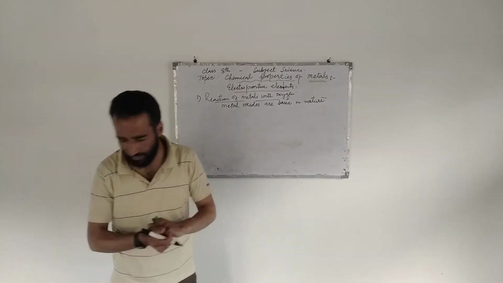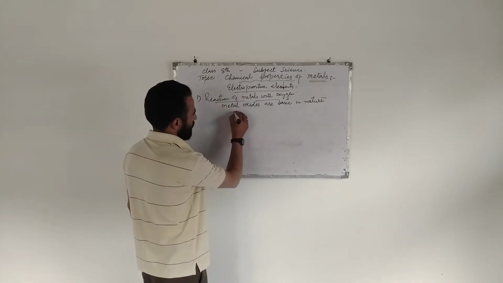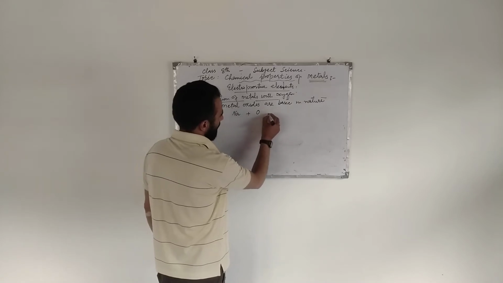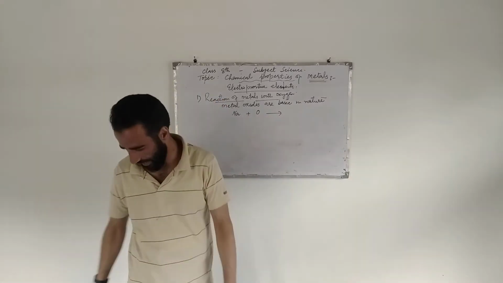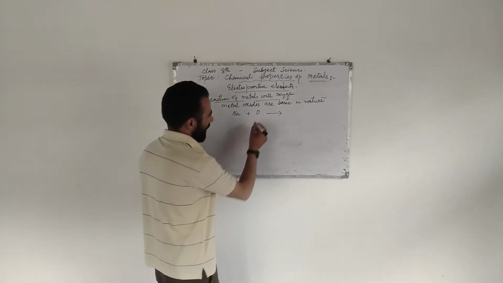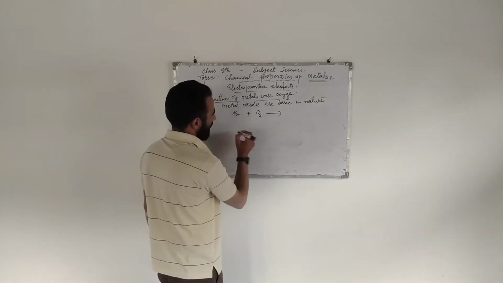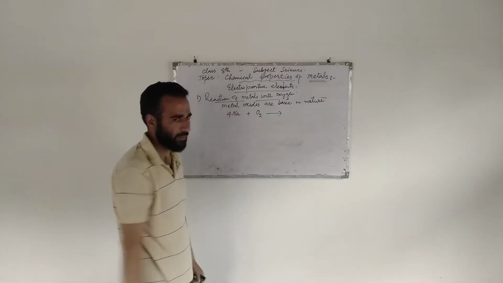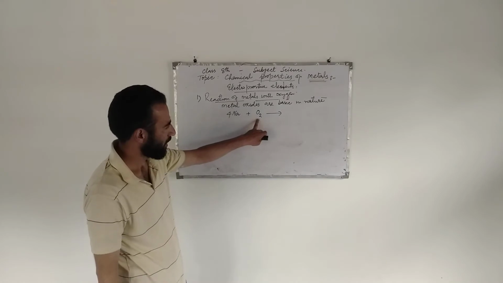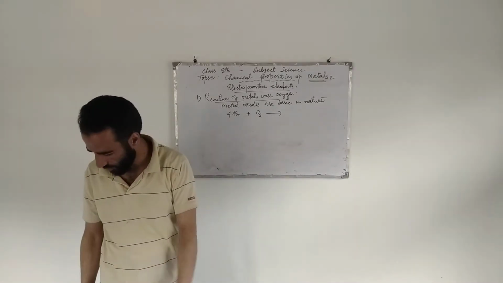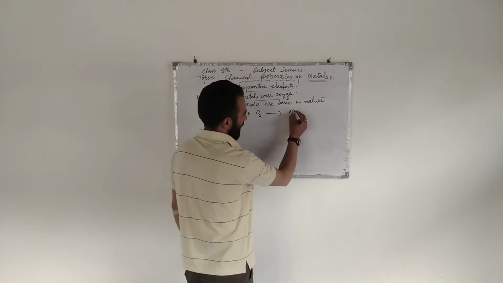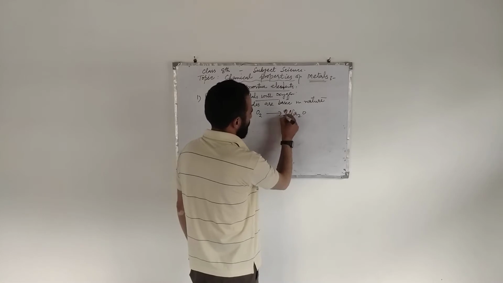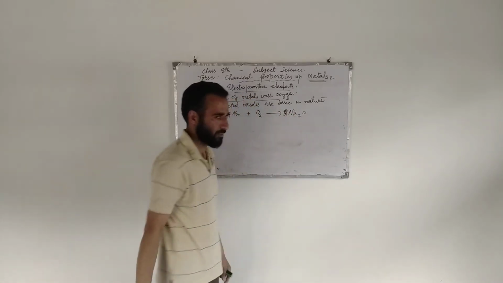Here we take an example related to sodium. Sodium is a metal. When it combines with oxygen, it forms sodium oxide. Four sodium atoms combine with a molecule of oxygen gas to form two times sodium oxide, Na2O. This is a balanced chemical equation.